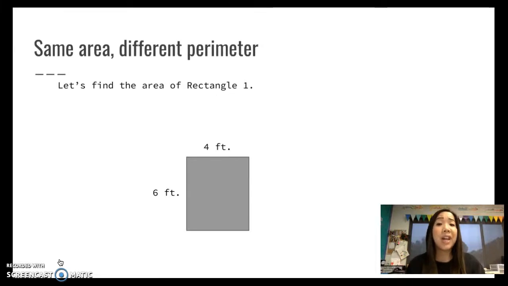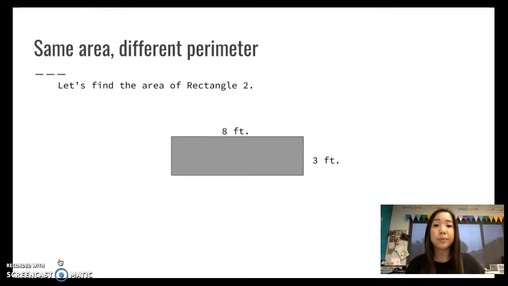Let's go ahead and find the area for rectangle 1. Now, remember, to find area, we need to multiply the length times the width. So let's multiply 4 times 6, and that will give me 24 feet square. Looking at rectangle 2, I have a length of 8 feet with a width of 3 feet. Multiplying the length times the width, 8 times 3 would also give me 24 feet square.